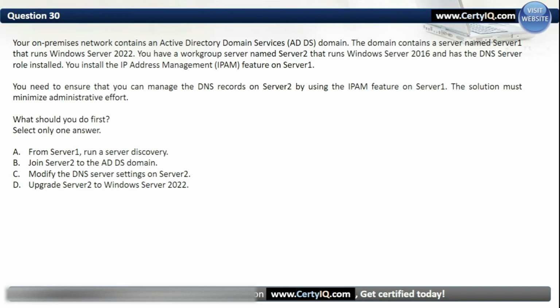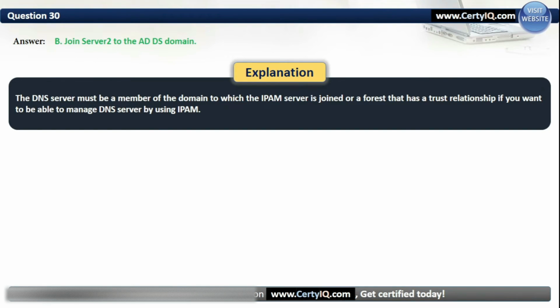Select only one answer. Our options are A. From Server1, run a server discovery. B. Join Server2 to the AD DS domain. C. Modify the DNS server settings on Server2. Or D. Upgrade Server2 to Windows Server 2022. The correct option is B. Join Server2 to the AD DS domain. The DNS server must be a member of the domain to which the IPAM server is joined, or a forest that has a trust relationship, if you want to be able to manage the DNS server by using IPAM.